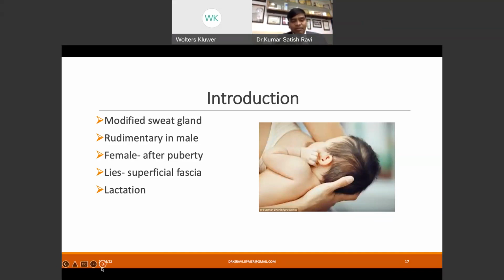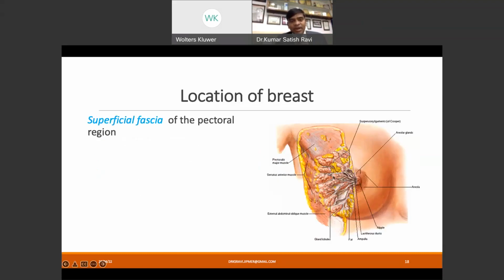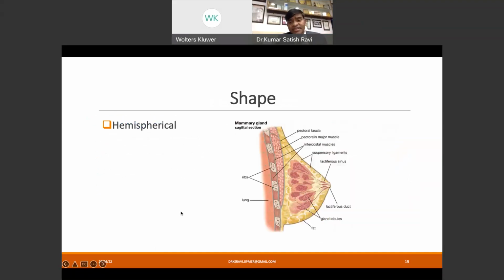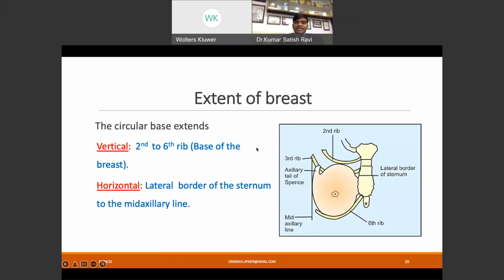We'll see in the diagram over here. You can see this is the superficial fascia covering the pectoral region, and over here you have this breast. Now, the shape of this breast is hemispherical, and in the diagram you can see the vertical extension, it extends from the second rib to the sixth rib, whereas horizontally, it extends from the lateral border of the sternum to the mid axillary line. So this is all about the extension of the breast.